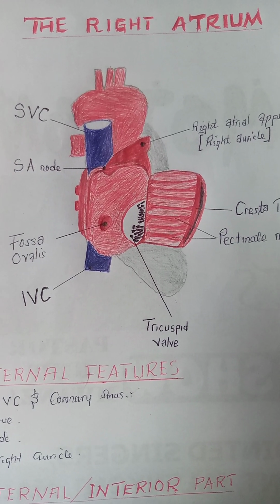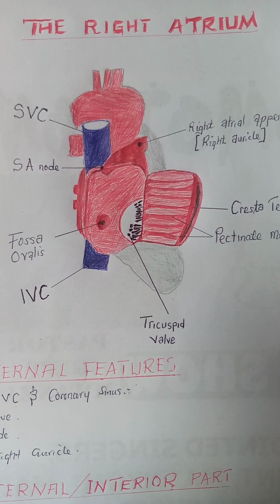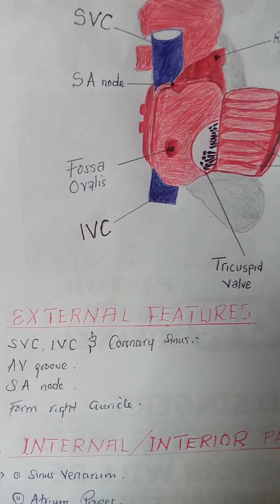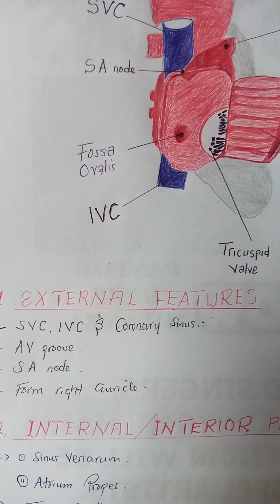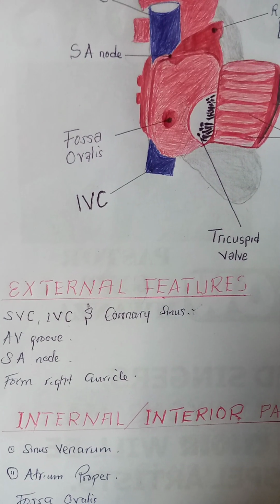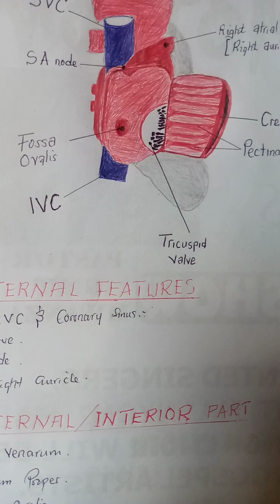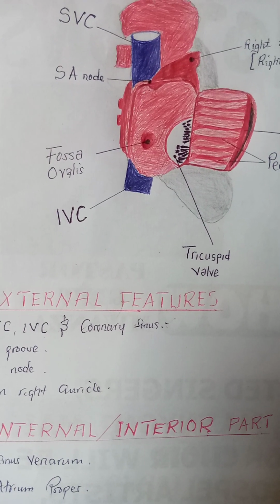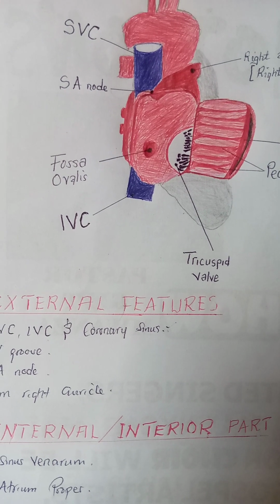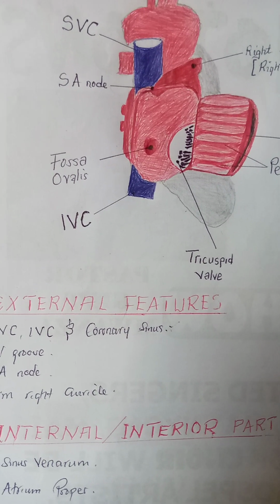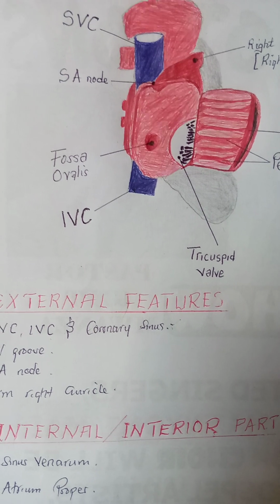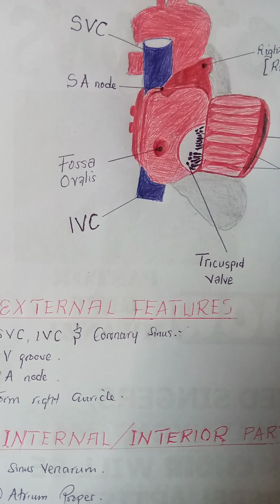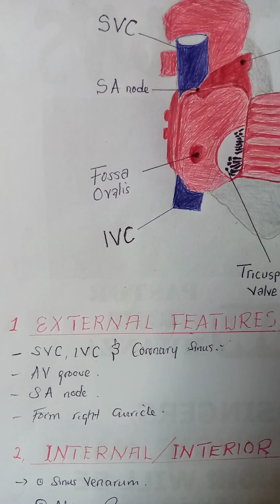Basically, the right atrium is one of the four chambers of the heart, and it is divided into two: the external part and the internal part. The internal part is also known as the interior aspect of the right atrium. I think you should familiarize yourself with this term, the interior part of the right atrium, because it's the most commonly used term when referring to the internal aspect of the right atrium. So we start with the external part.